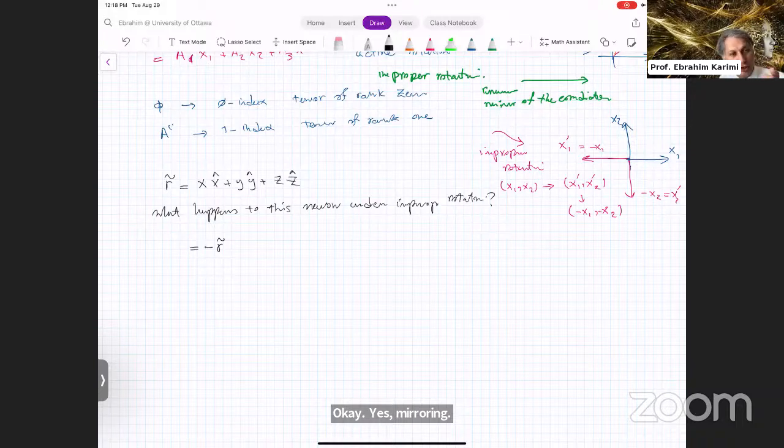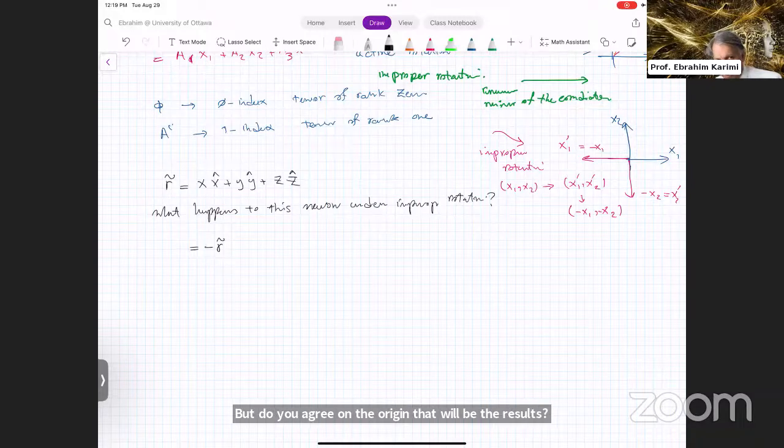No, I'm not looking at the mirror, but I'm transferring x to minus x, y to minus y, z to minus z. I'm inverting with respect to the origin, Muhammad. You are right. If you do it on the mirror, then only one component will be inverted. But do you agree on the origin? That will be the result. No, Shaho, that's not correct, because I will tell you in a minute. If you do this kind of transformation, where you do the rotation in this way, then that will be the result.